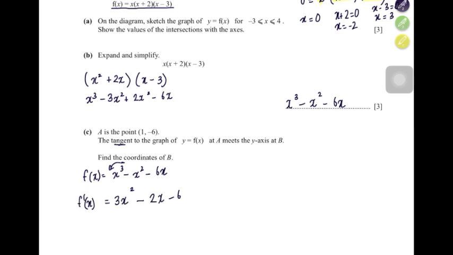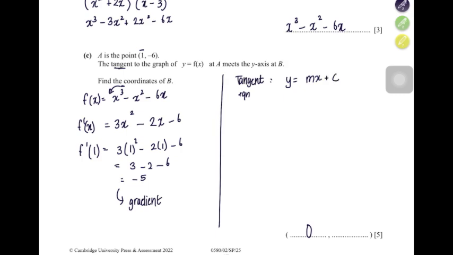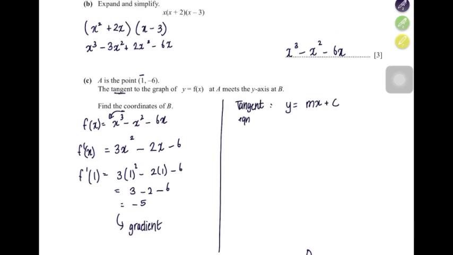Now let's find the gradient. If we plug in our x value, which is 1, this is going to be 3 times 1 squared minus 2 times 1 minus 6. This is 3 minus 2 minus 6. The answer is negative 5. So we know that this is the gradient, since the derivative gives us the value of the gradient. The equation for the tangent is y equals mx plus c. What is m? We just found that m is negative 5.